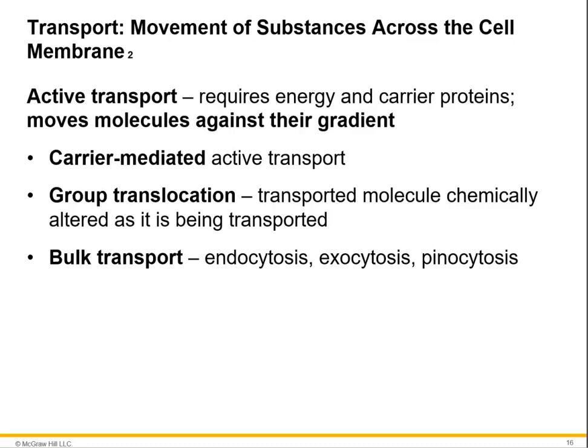This is going to use proteins to move those molecules across the cell membrane. You have group translocation. This also uses proteins to move molecules across the membrane, but as they are moving across the membrane, they are chemically altered. And then you've got bulk transport. This is going to be your endocytosis, exocytosis, and pinocytosis.